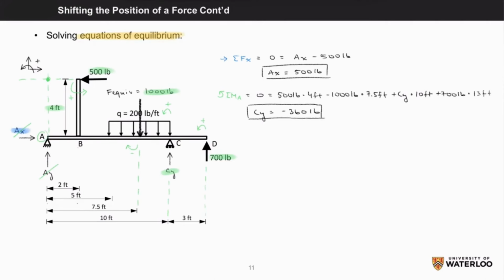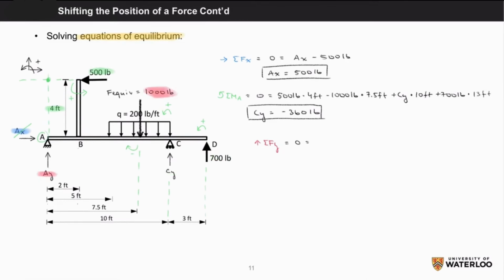A negative value means that CY acts in the opposite direction of what we assumed, so CY will in fact act downwards. Finally, we can solve for the sum of Fy equals 0, which accounts for AY, the 1,000 pounds, CY, and the 700 pounds. Our equation will then be AY minus 1,000 pounds plus CY, which is negative 360 pounds, plus 700 pounds. We then get a value of 660 pounds for AY.